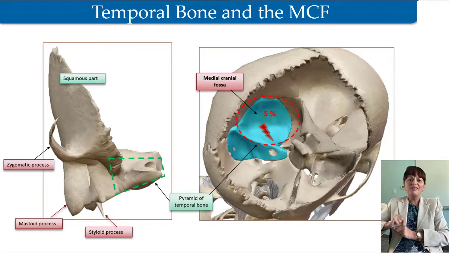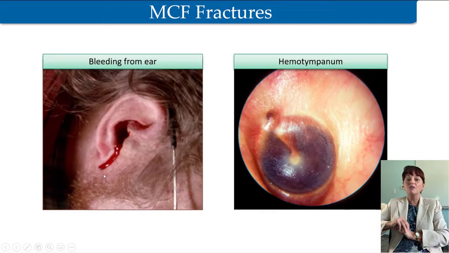An application of a significant force is required to break it, as in severe car and motorbike accidents. The pyramid separates the middle cranial fossa from the posterior one, and both fossae may be involved in fracture. Additionally, it accommodates the inner, middle, and external ear. That's why fractures of the middle cranial fossa frequently feature external bleeding from the ear. If the tympanic membrane is intact, blood may accumulate inside the tympanic cavity. The condition is known as hematympanum.